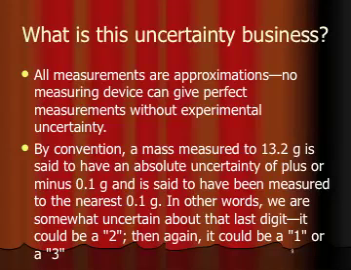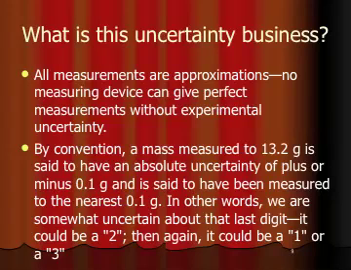In this example, by convention, that means everybody agrees, okay? A mass is measured to be 13.2 grams. So something weighs 13.2 grams. And this 13.2 grams is said to have an absolute uncertainty of plus or minus 0.1 grams and is said to have been measured to the nearest 0.1 gram. In other words, we are somewhat uncertain about the last digit. It could be a 2, but then again, it could be a 1 or it could be a 3. Okay? This uncertainty is given to us by the number.